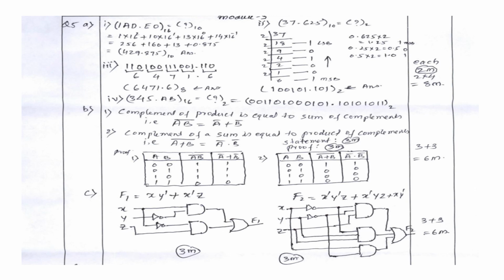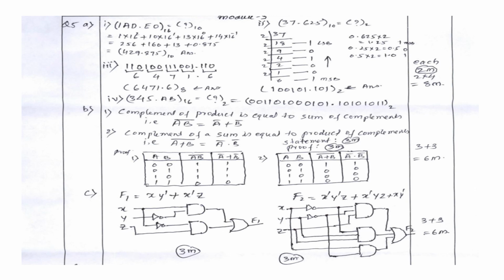B question is: complement of the product is equal to sum of the complements. So here you will be stating De Morgan's law, and you will prove how this particular expression has come with the help of the truth table. And finally here you have an expression, you have to implement it using logic gates.